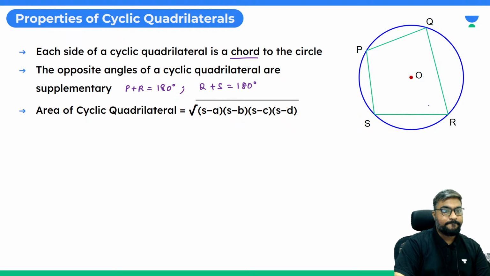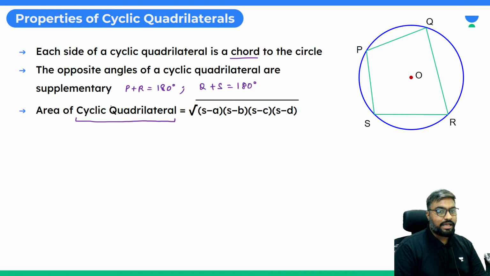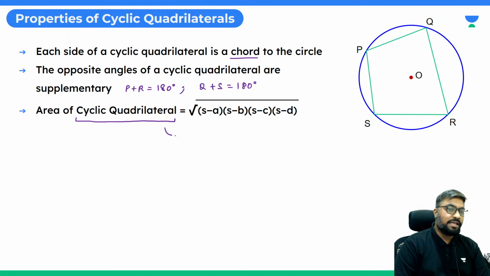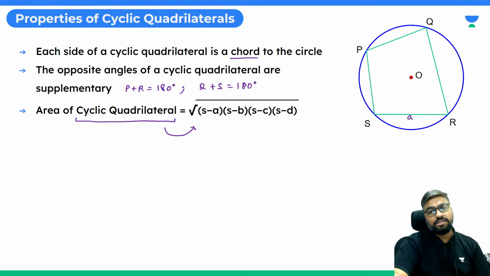Done? Next, area of any given cyclic quadrilateral. Area of any given cyclic quadrilateral can be given by a variation of Heron's formula, that is the square root of (S minus A) into (S minus B) into (S minus C) into (S minus D). Yes. So A, B, C, D are the 4 sides of the quadrilateral, length of the 4 chords A, B, C, D.